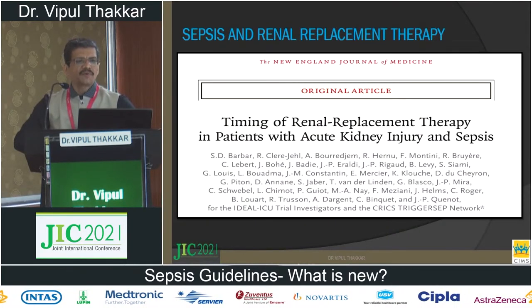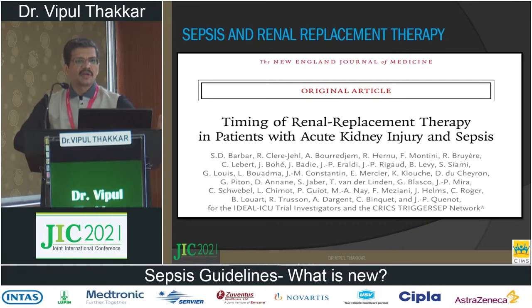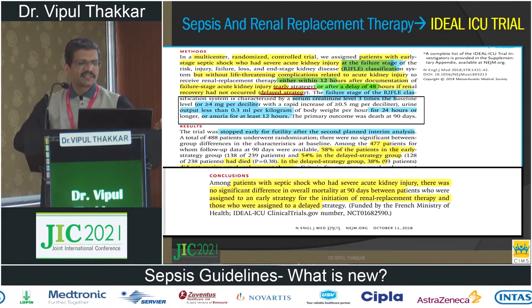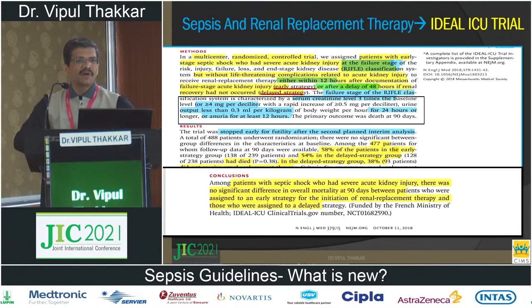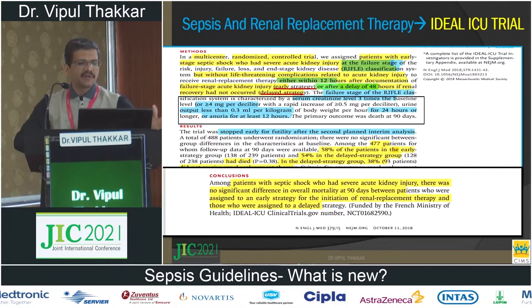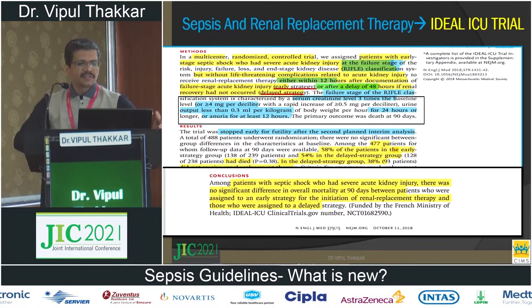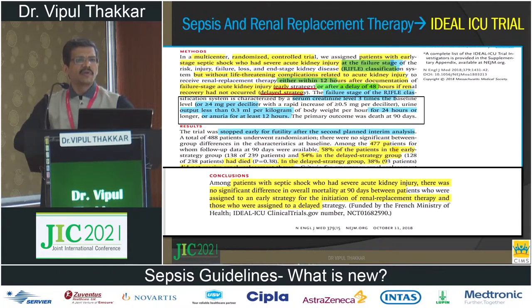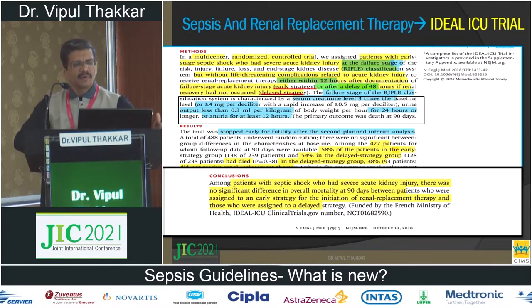What about timing of renal replacement therapy in sepsis, early septic shock? They have compared early strategy versus late strategy. What is early? Within 12 hours of failure stage of RIFLE classification. What is RIFLE classification? That is 3 times rise in creatinine or creatinine more than 4, or oliguria for 12 hours or anuria for 12 hours.